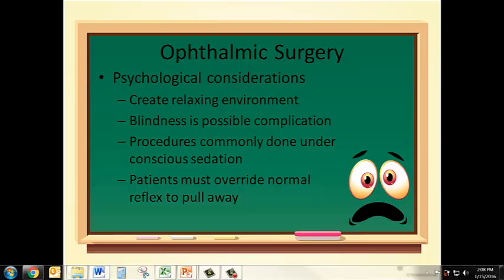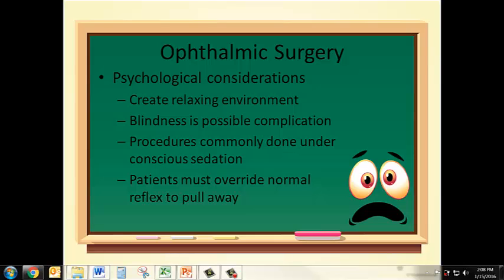It's important to understand that most of these patients will be under conscious sedation. Therefore, they're awake and able to hear what's going on. Keep the room calm, quiet. Should a patient be unnecessarily startled, chances are they'll react and move their body, and even the slightest movement can lead to injury in the operative eye.